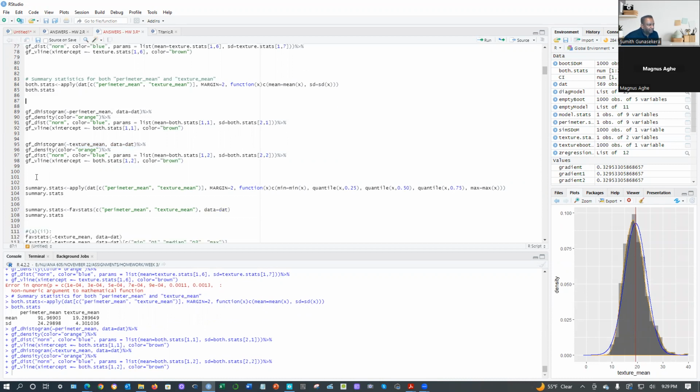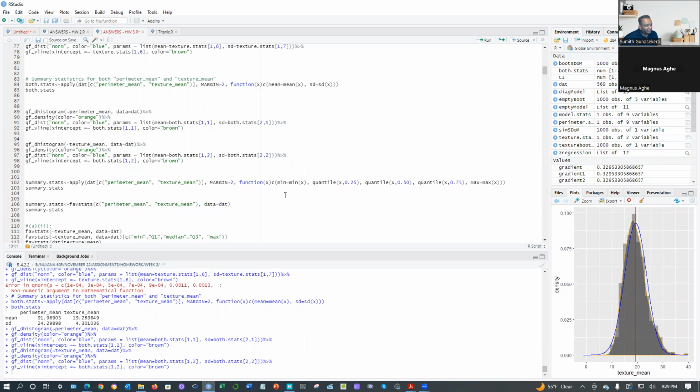On the other hand, if you need the summary statistics for both of them at the same time, as I said earlier: minimum, quantile of 0.25, quantile of 0.50, quantile of 0.75, and the max. It's a function. X means whatever values they have, they're going to put it over there. Both are tackled at the same time.